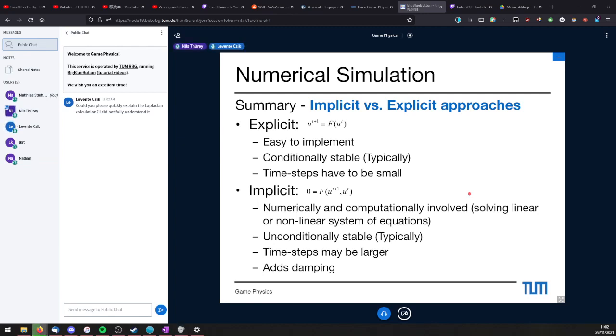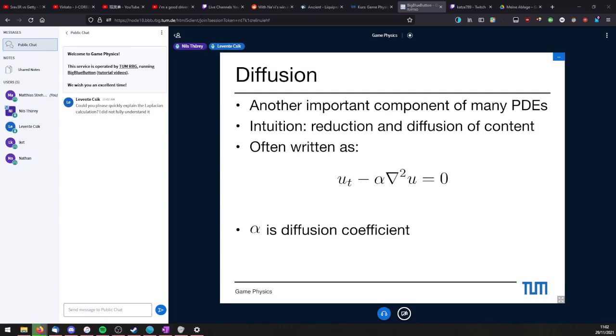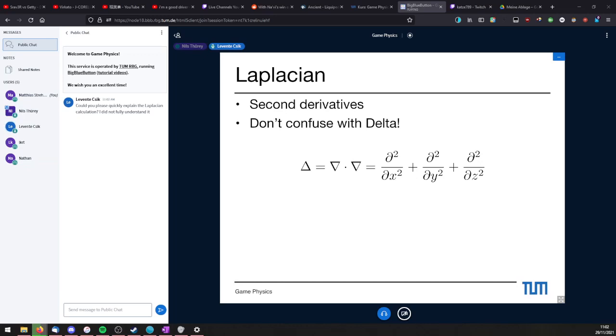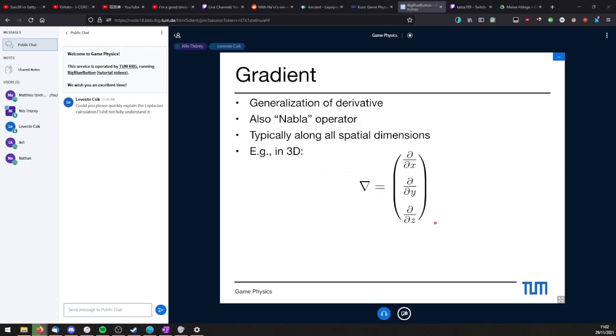Excuse me, could you please quickly explain the Laplacian operation? I didn't fully understand it. The Laplacian, yes. So it's basically the second order derivative of the gradient, but if you could please further explain, it would be highly appreciated.